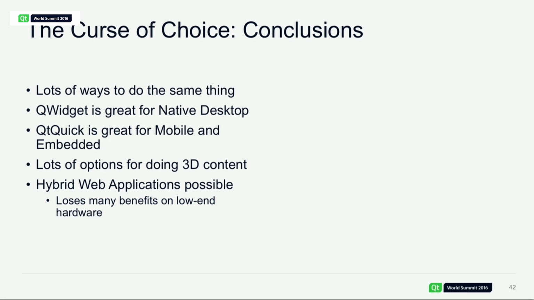3D content's not a problem with Qt. You have lots of options, and most of them work perfectly well. It's not really a trade-off there. It'll all work well. And with hybrid web applications, yes, that's cool. It works really, really well, but if you're using low-end hardware, you're going to lose a lot of the benefits of using Qt and QtQuick if you're just using it to run a browser, because a browser is inherently heavy.